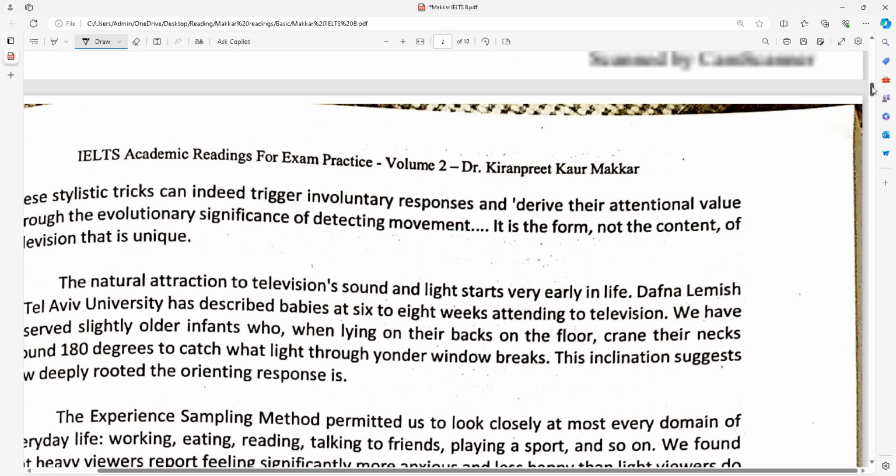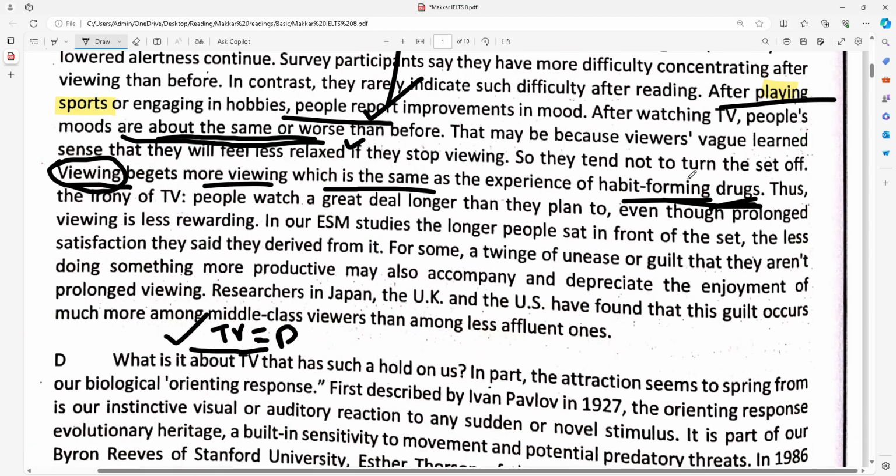It is likely to be after what we read last. Thus, the irony of TV: people watch a great deal longer than they plan to, even though prolonged viewing is less rewarding. Here they're saying, in our ESM studies, in one study, they found that the longer people sat in front of the set, the less satisfaction they said they derive from it.